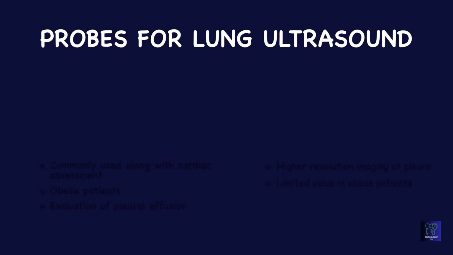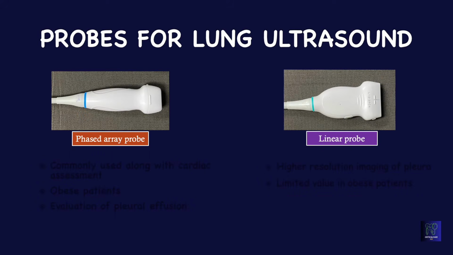Pretty much any probe can be used for lung ultrasound exam, but the two commonly used ones are the phased array probe, also known as square probe, and the linear probe. Both have their advantages and disadvantages. Phased array probe is used for cardiac assessment and it provides the convenience of examining the lungs as well without having to switch between the probes.